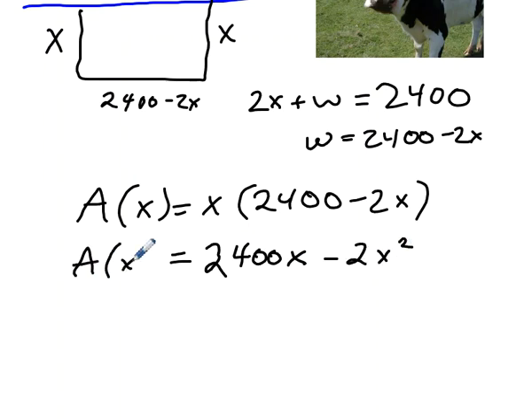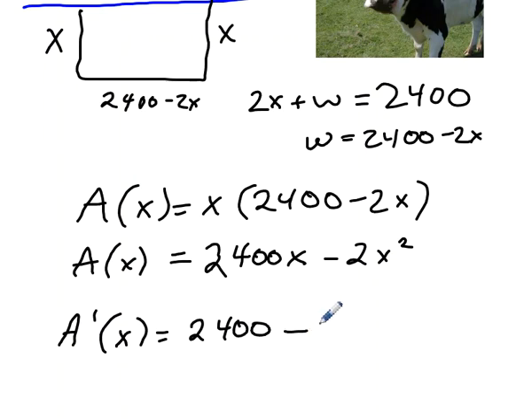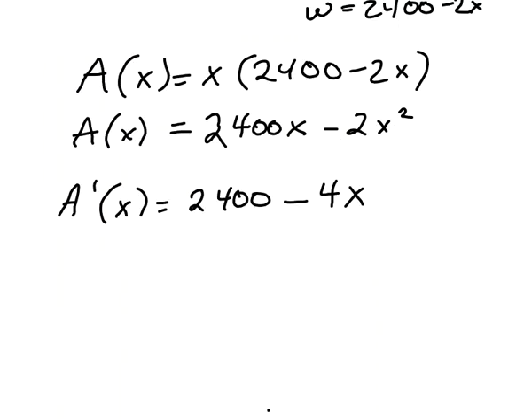Now, again, if we were doing this from an Algebra 2 approach, we would find the vertex there, maybe using negative b over 2a. But we're not, so we want to use calculus. Now, I know the maximum of this quadratic is going to occur at a point where the derivative is equal to 0. So let's find the derivative. A prime of x is equal to 2,400 minus 4x. Because maximums occur where the derivative is 0 or undefined, and there's no value that would make this derivative undefined, we're going to start with this.